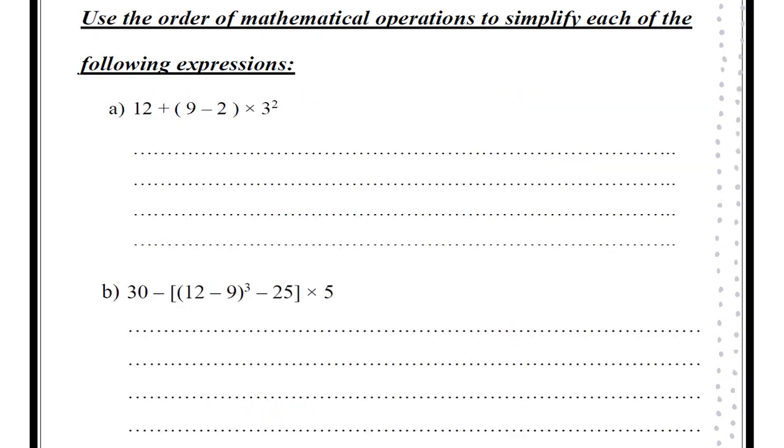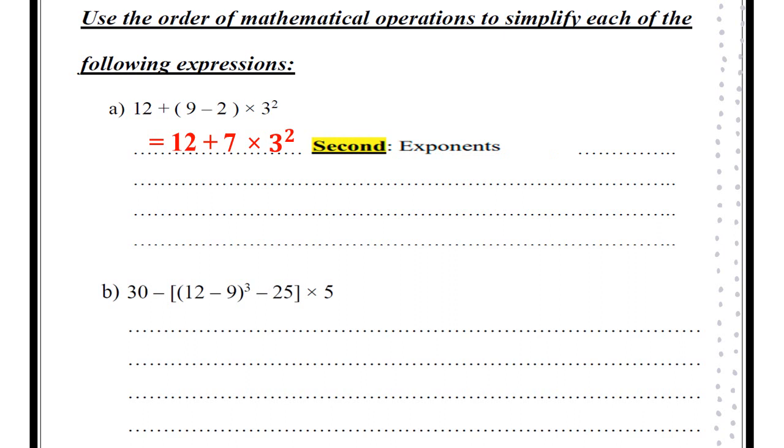Use the order of mathematical operations to simplify each of the following expressions. In letter A, we have 12 plus, in parentheses, 9 minus 2, times 3 to the power 2. First, we have to do the operations inside parentheses. So I will start with 9 minus 2. 9 minus 2 is equal to 7. So 12 plus 7 times 3 to the power 2.